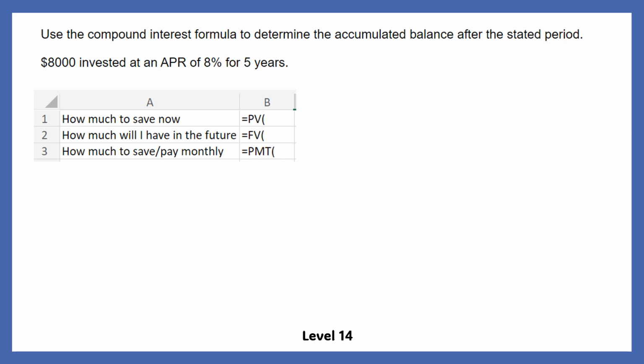So in this case, it says use the compound interest formula, and these all do compound interest formulas all automatically. These aren't simple interest. Determine the accumulated balance after the stated period. So my stated period is 5 years, and I need to know my future amount. So that's going to be my FV.